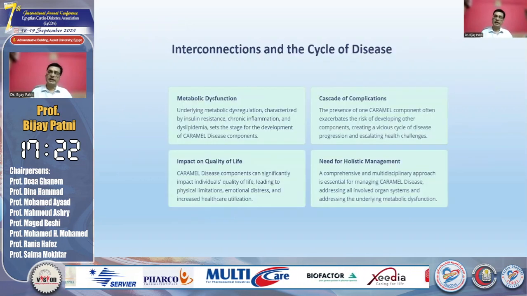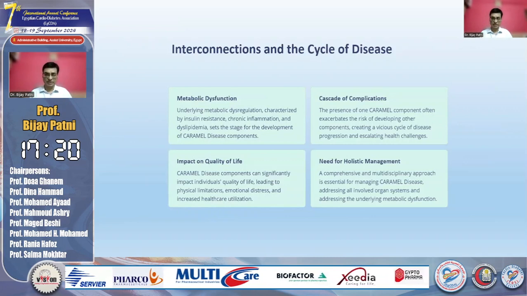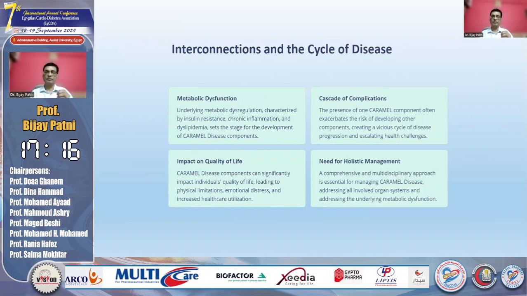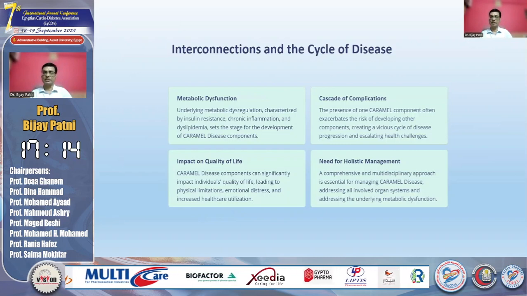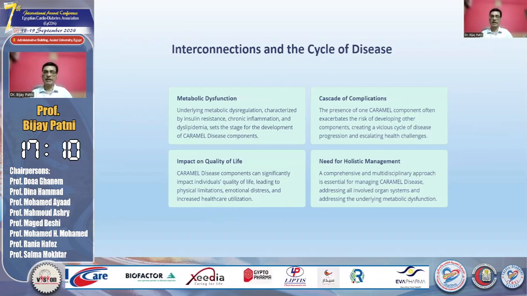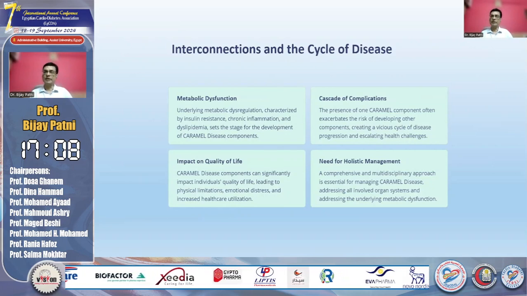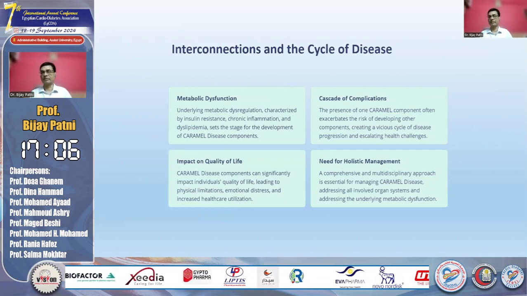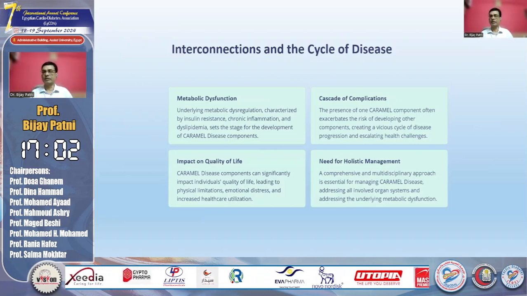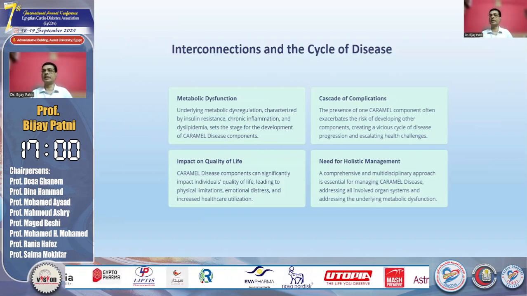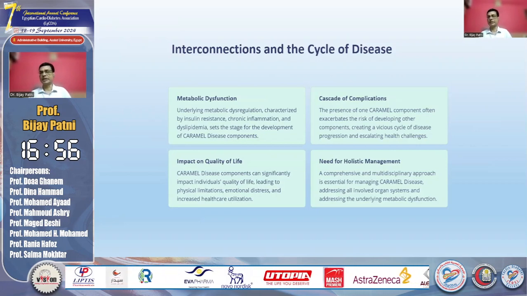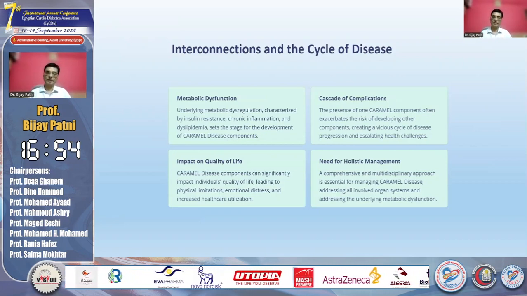So, looking into the interconnection in the cycle of the disease, we are discussing the caramel disease, the metabolic dysfunction. Now, underlying the metabolic dysregulation lies insulin resistance, chronic inflammation, and dyslipidemia, which ultimately set the stage for development of the caramel disease. Presence of one component of caramel will exacerbate the risk of developing the other components. Thereby, a vicious cycle of disease progression and escalating health challenges occurs.